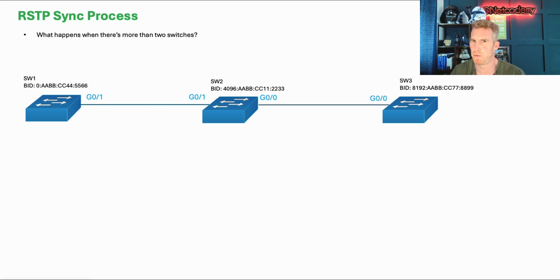Just as before, SW1 is the root bridge. It has the best priority. Both switch 2 and switch 3 have the same priority, but really SW1 is the root bridge. But how does it change? Does it change at all? There is a slight change, but it's really not significant, and this will just be rolled out across the network.